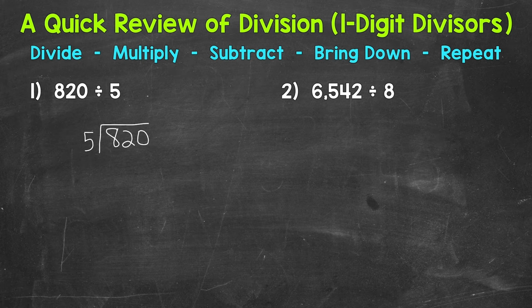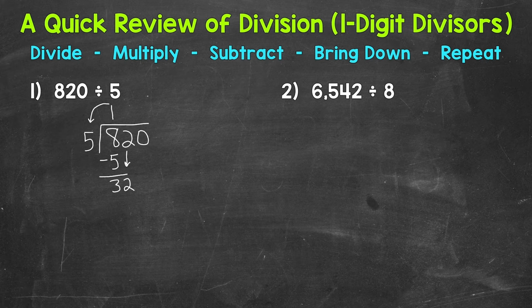So we start with divide. We're going to do 8 divided by 5. So how many whole groups of 5 are in 8? 1. So that goes above our 8. Then we multiply. So we multiply 1 times 5, which is 5. And now we subtract. So we do 8 minus 5, which is 3. And now we're ready to bring down our next digit, which is going to be the 2.